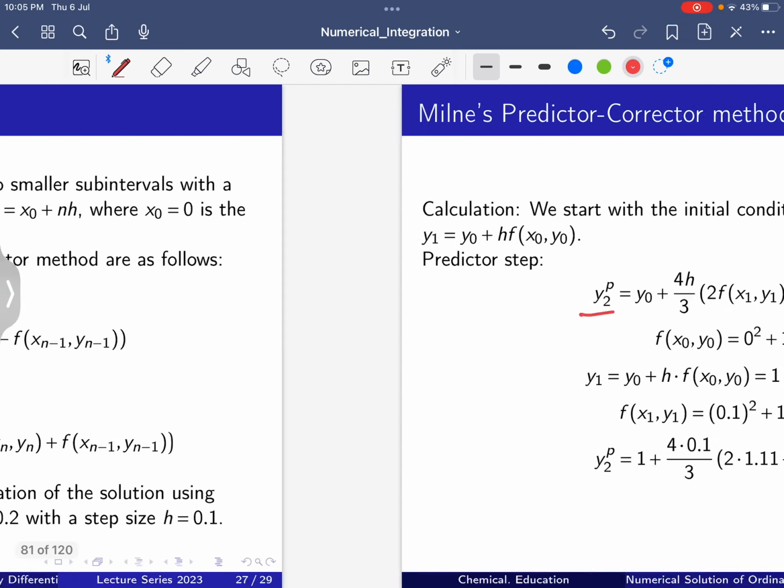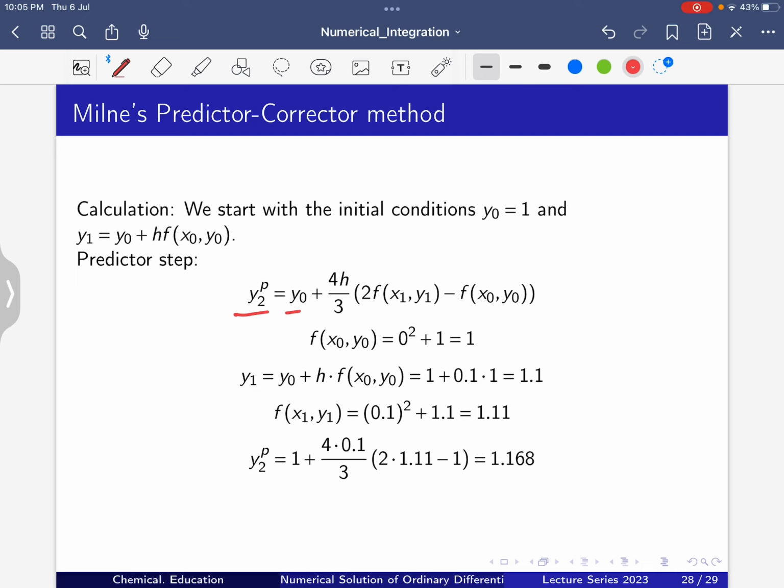Now we do the calculation here. y2p = y0 + 4h/3 [2f(x1, y1) - f(x0, y0)]. For f(x0, y0), 0 squared plus 1 is 1. For f(x1, y1), y1 we can calculate by the Euler method: y0 + h f(x0, y0), which is 1.1. So we know all these values. If we plug them in, the predicted y2p gives 1.168.